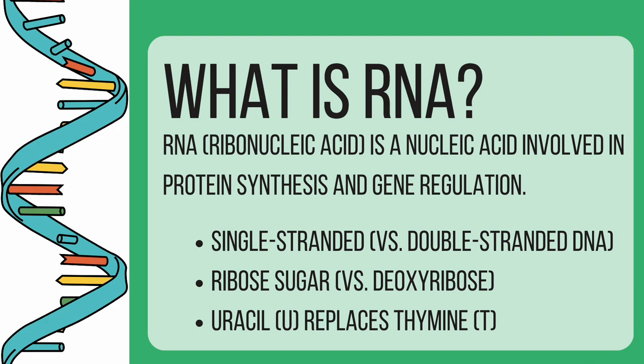So A pairs with U. And again, U pairs with A. So there's no T in RNA whatsoever. There's only A, U, C, and G. You can see there, it's one single strand. The ribose sugar replaces the deoxyribose sugar and is part of the sugar phosphate backbone. And uracil will be your nitrogenous base that replaces thymine.